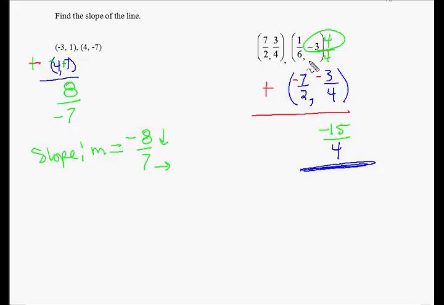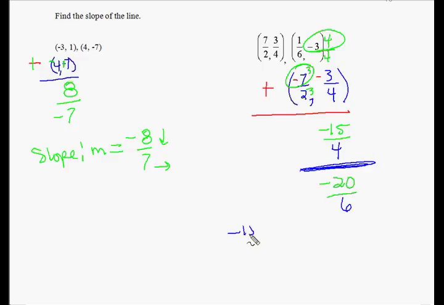In the denominator, we're going to have the second set of numbers, +1/6 plus -7/2. Again, I need a common denominator, which this time would be 6. So I need to multiply this denominator by 3 and this numerator by 3. So this is the number -21. Add +1 is -20. And the denominator is 6.